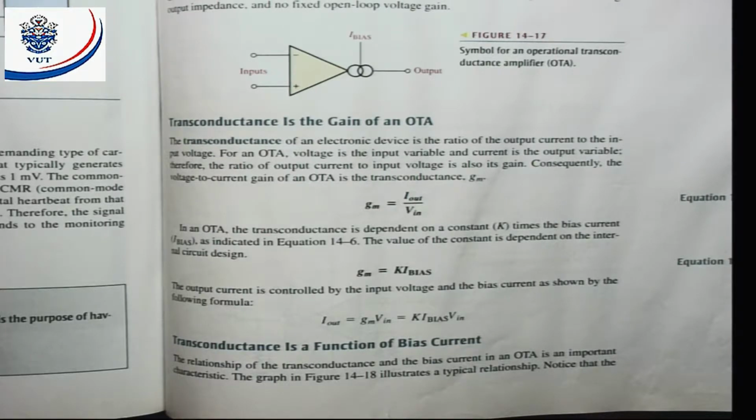And they say the output current is controlled by the input voltage and the bias current, as shown by the following formula. I out is equal to GM times V in. We get that from that. It is equal to K times I bias times V in. That is my current. Now they say transconductance is a function of the bias current.